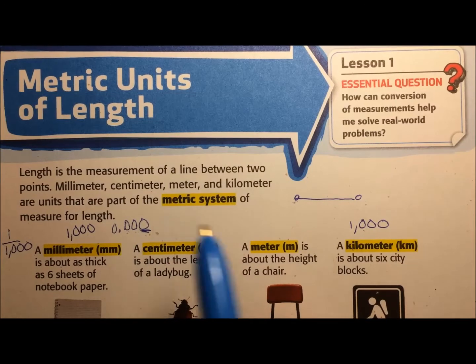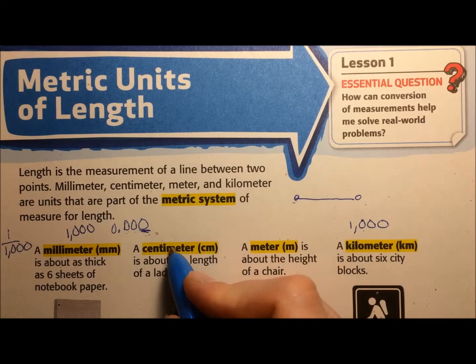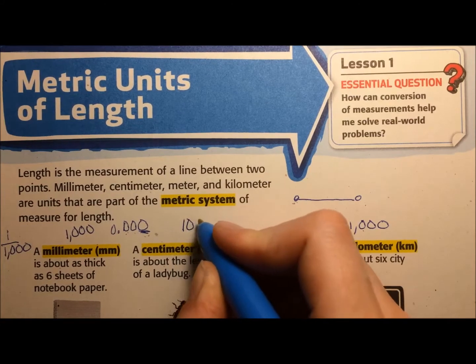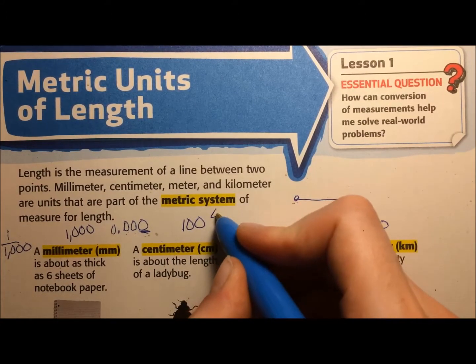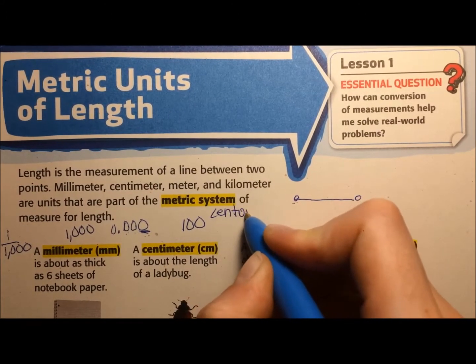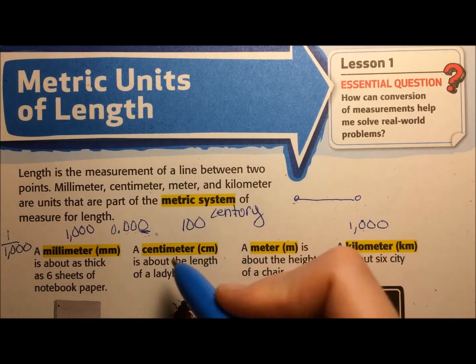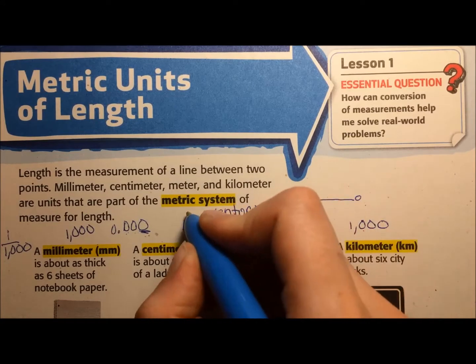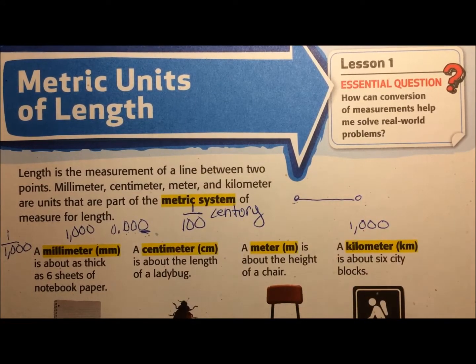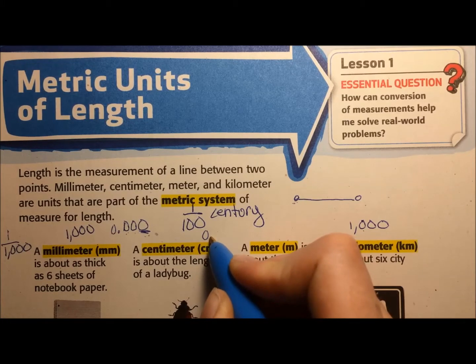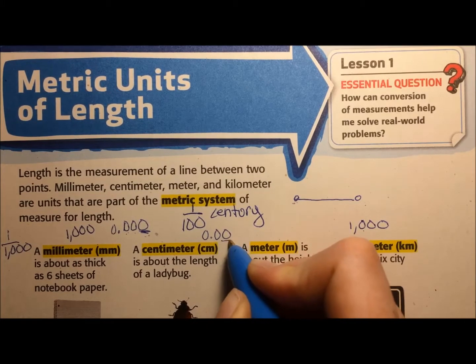Deca, centi, milli. Okay, centi is like 100, because of century. You know that word century? It means 100 years. So century, centi. But that little i means it's small. So it's really 1 over 100. Centimeter. It's tiny. With decimals, it would be this place here, hundredths place.